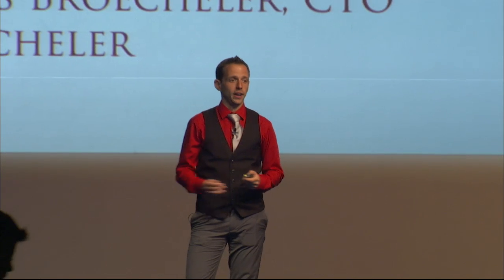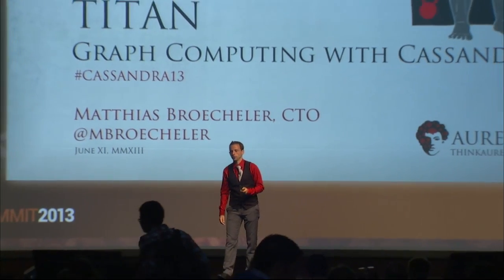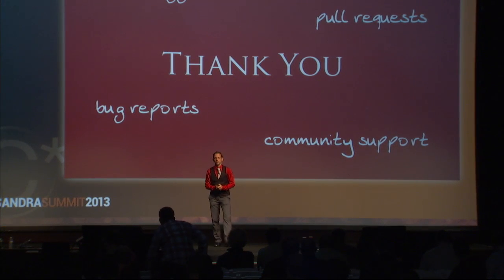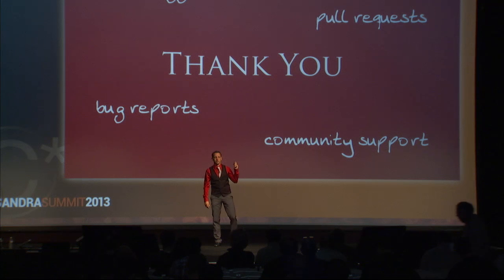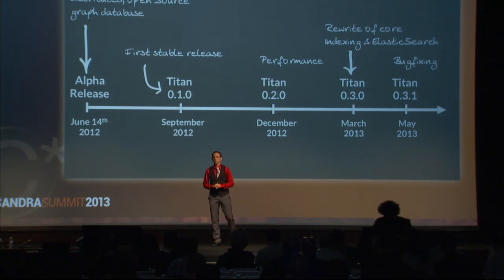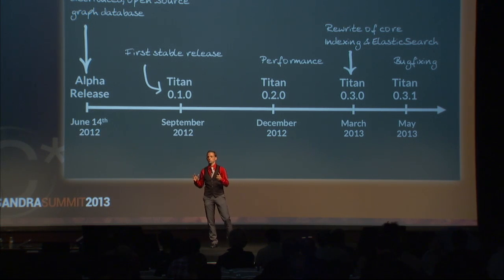Titan is an open source distributed graph database built on top of Apache Cassandra. We're actively developing it and have been doing so for pretty much exactly 1 year. And I think that's a good point to say thank you to the community that is built around Titan. Without that community, it wouldn't have been possible to accomplish what we have in pretty much exactly 12 months. The day after tomorrow, June 14th, we released Titan. June 14th of 2012, that was the alpha release.